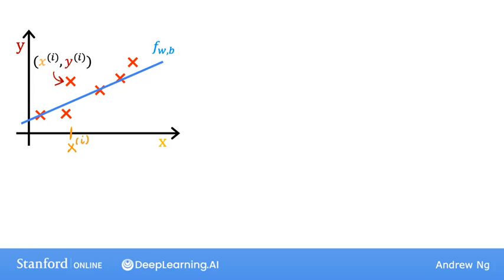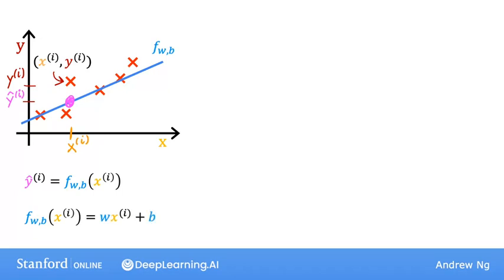For a given input xi, the function f also makes a predicted value for y, and the value that it predicts for y is y hat i, shown here. For our choice of a model, f of xi is w times xi plus b. Stated differently, the prediction y hat i is f_w,b of xi, where for the model we're using, f of xi is equal to w xi plus b.